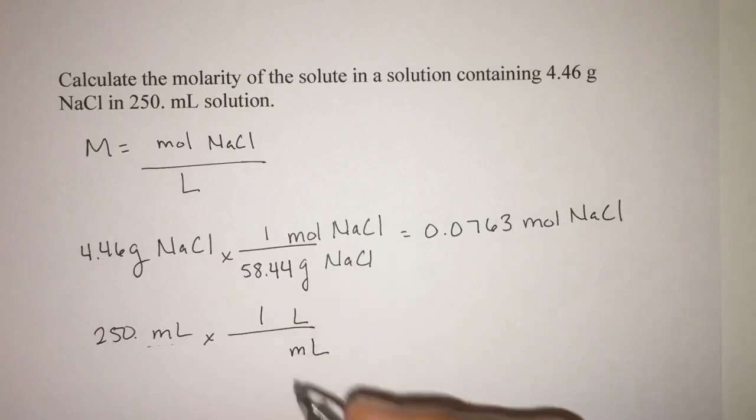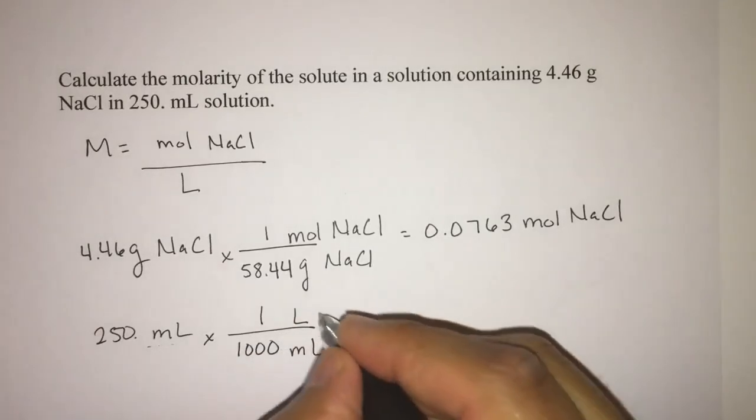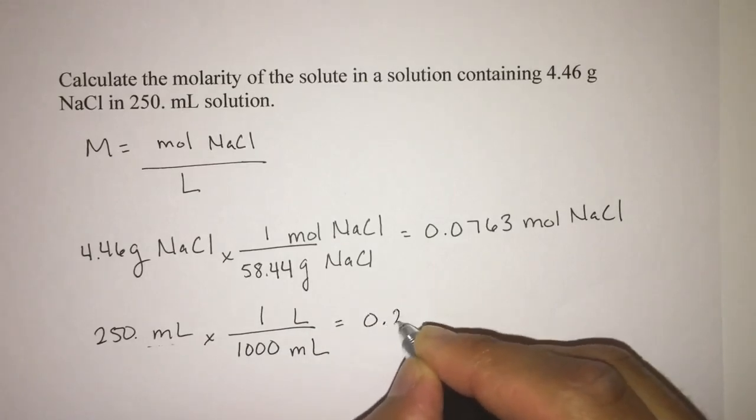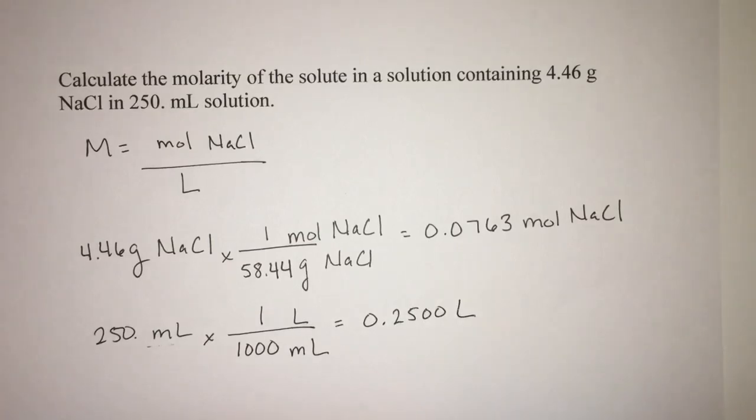This conversion, 1 liter is equal to 1,000 milliliters. So 250 milliliters is the same thing as 0.250 liters.